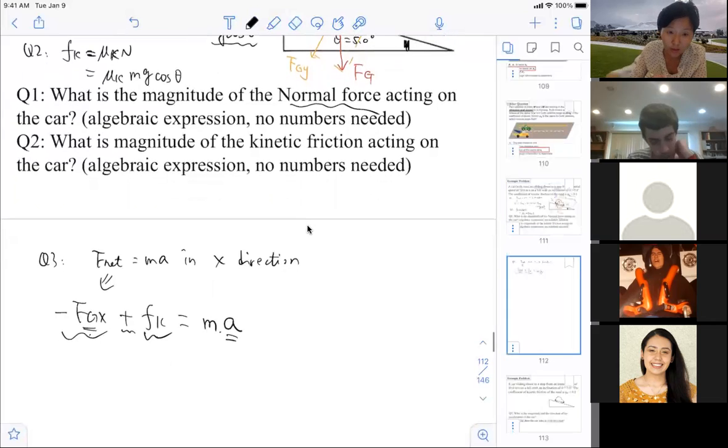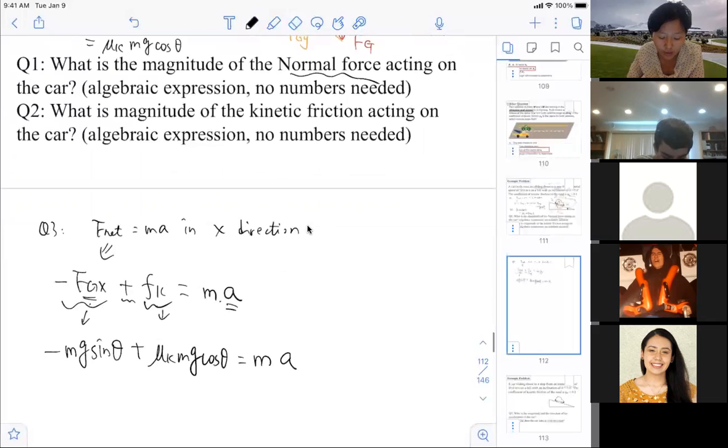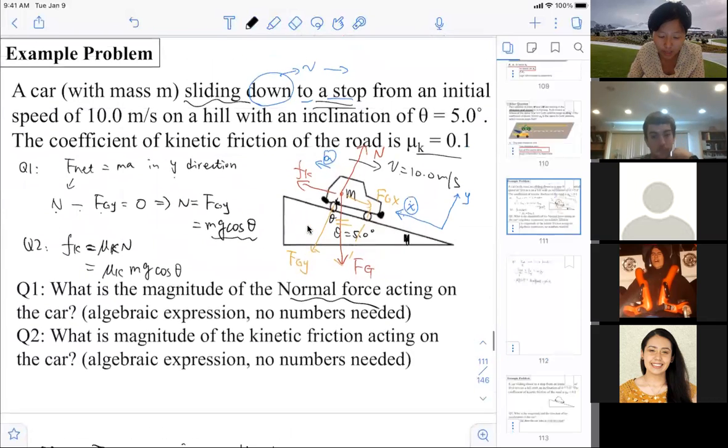Okay, so let's plug in these two components. The other component, gravity, is mg sine theta, right? And friction, you already know, is mu k mg cosine theta from question number 2. So you can plug in everything. So you can see why I encourage you to wait until the very end to plug in numbers, because here, for example, the mass cancels out. You don't really need the mass.